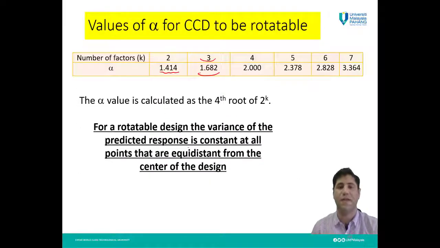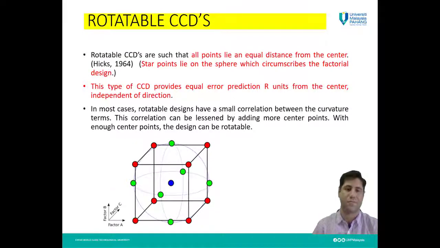So rotatability is an advantage of the design. It can apply to all types of design of experiment, even factorial ones. But this is also an advantage of CCD design, that our model is not dependent on the direction which we choose to develop the model. In software, we will see that. We need to select alpha according to this table to have a rotatable design for CCD. In a rotatable CCD, all points lie an equal distance from the center, like this.